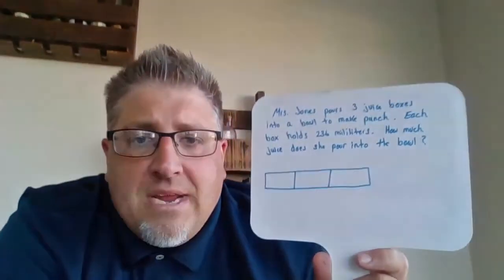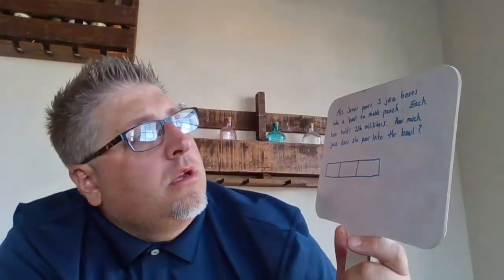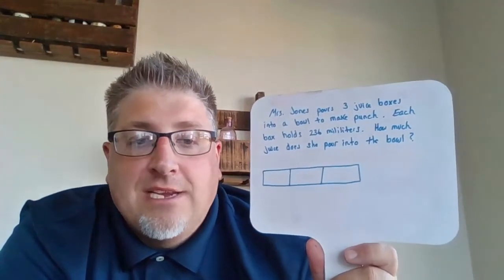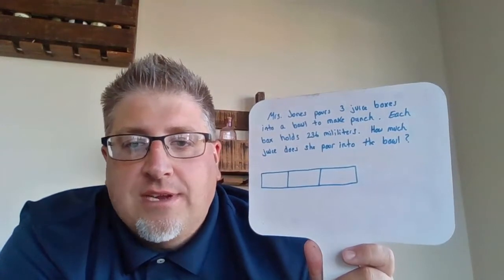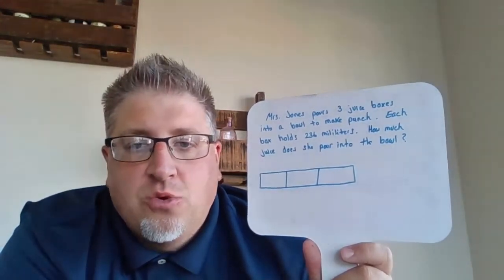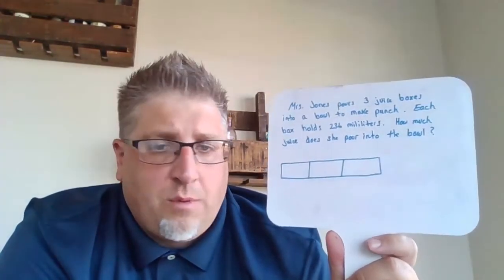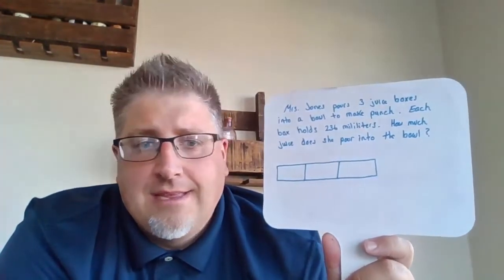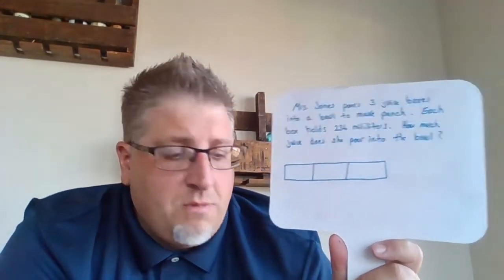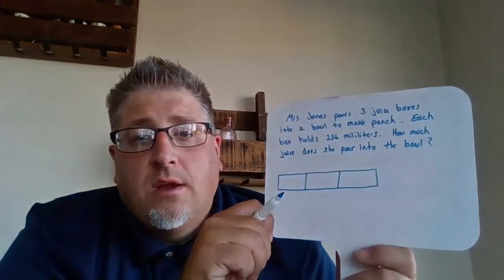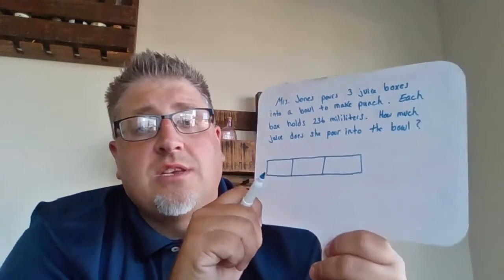It says, Mrs. Jones pours 3 juice boxes into a bowl to make punch. Each box holds 236 milliliters. How much juice does she pour into the bowl? Like I said, today was just a review to understand some things. This is just taking 3 juice boxes and figuring out how much we have. So Mrs. Jones has 3 juice boxes and they hold 236 milliliters. How much juice does she have?